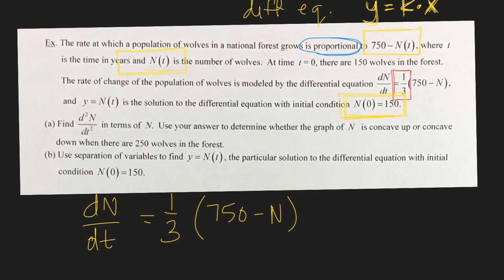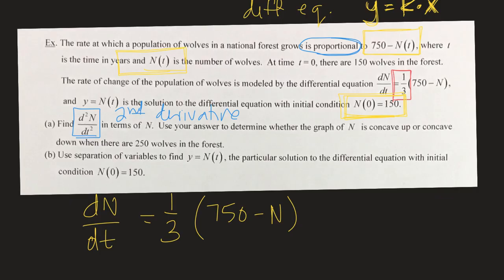Part A says find d squared n over dt squared. This is the second derivative. So you need to recognize this notation as being the second derivative. And the second derivative tells us about the concavity. If we have a positive value, then it's concave up. And if we have a negative value, it's concave down.